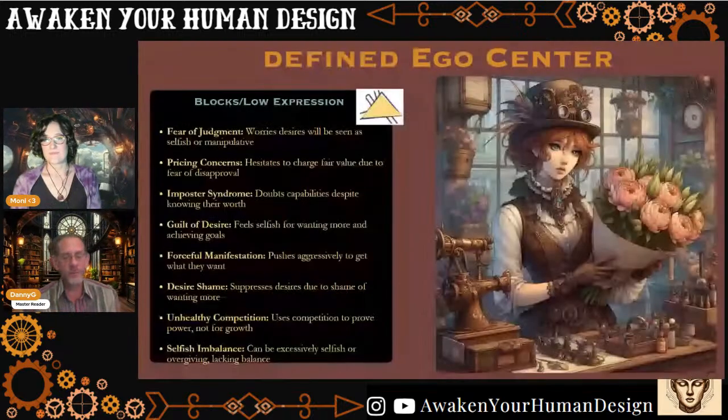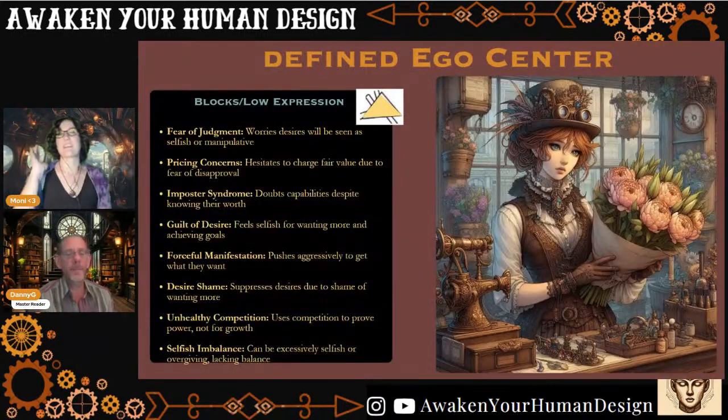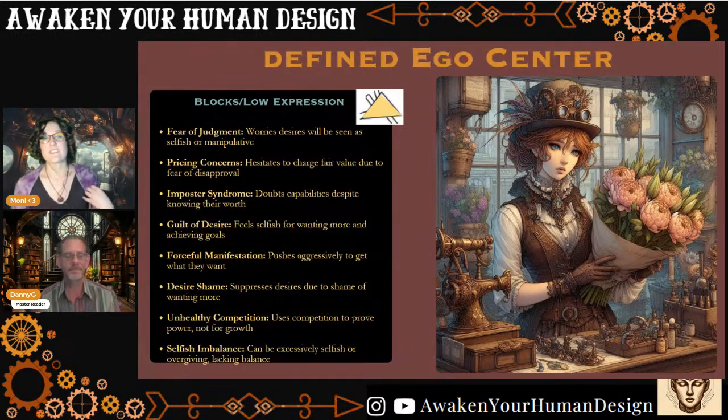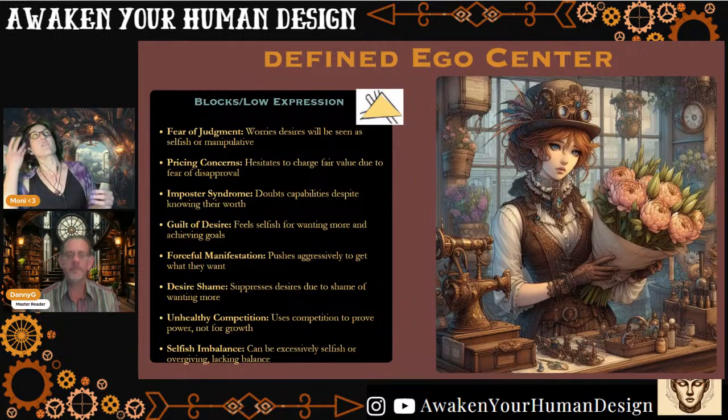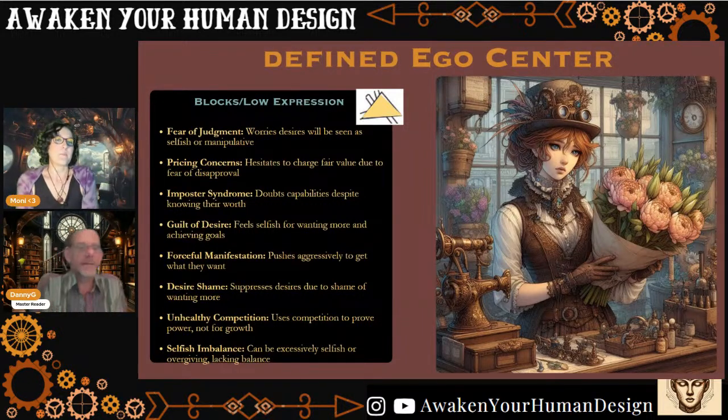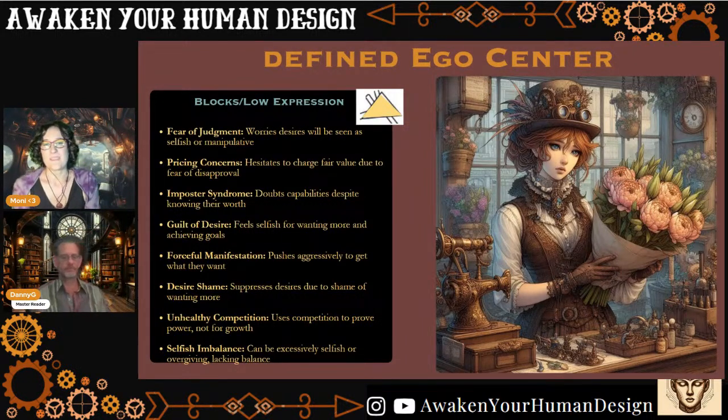So we're moving on to which thing? Defined ego center. Want me to get this one? Yeah, would you? Cool. So, defined ego center, when that's filled and colored in on your chart. The blocks and low expressions: there can be a fear of judgment, worries that their desires will be seen as selfish or manipulative. Pricing concerns: hesitates to charge a fair value due to fear of disapproval. Or it's the thing where the undefined will project on the defined will, like, "Oh, you can do this for me. Why won't you just do it for me?" And there's an expectation on us. Imposter syndrome: doubts capabilities despite knowing their worth.